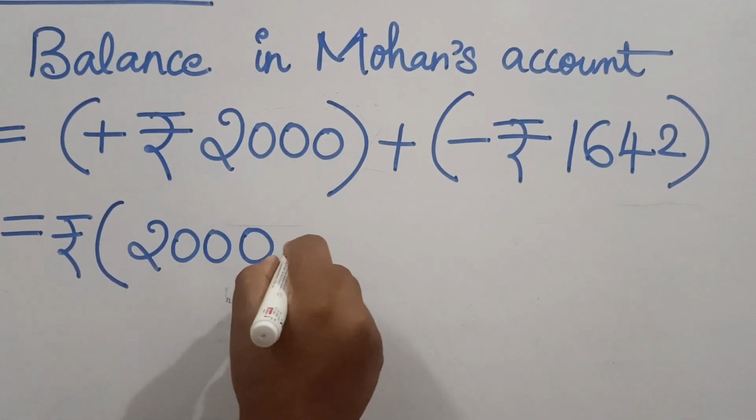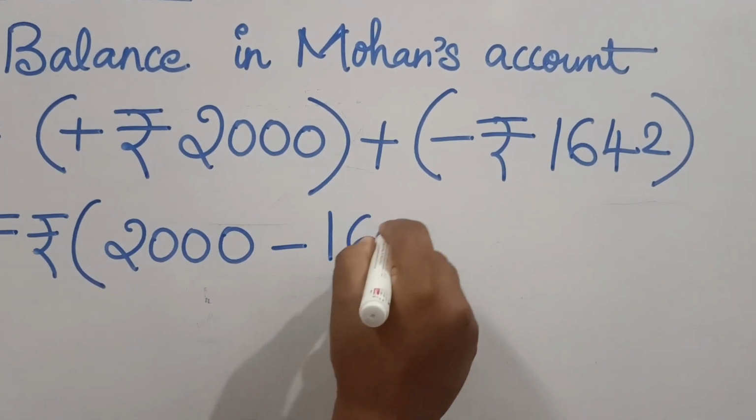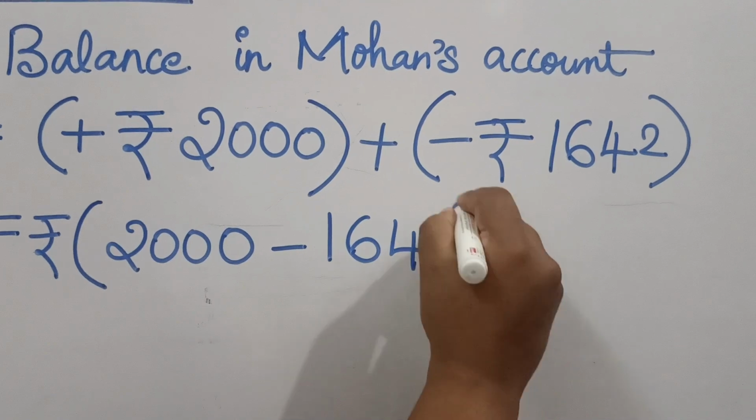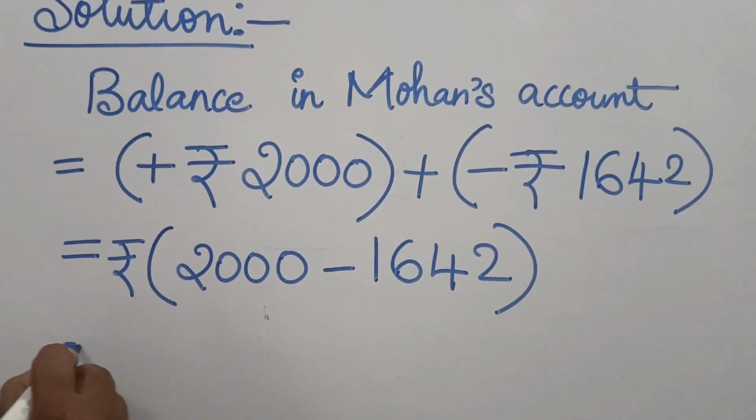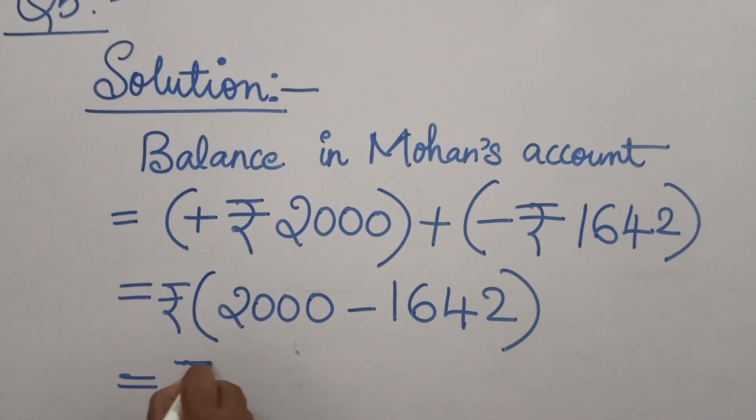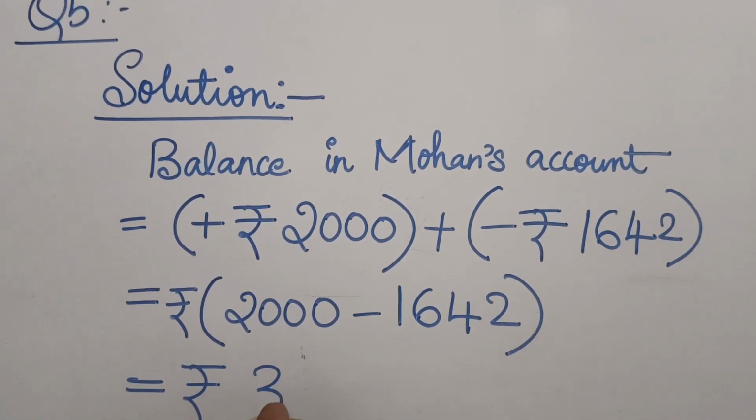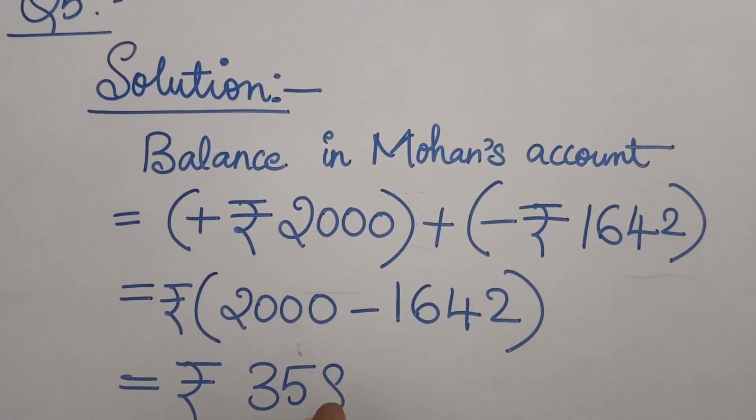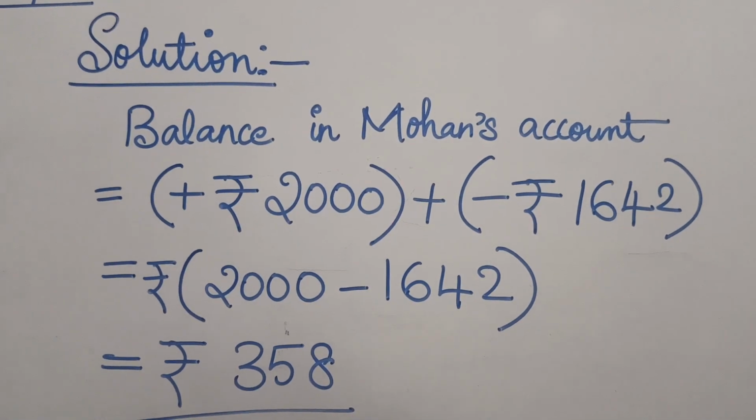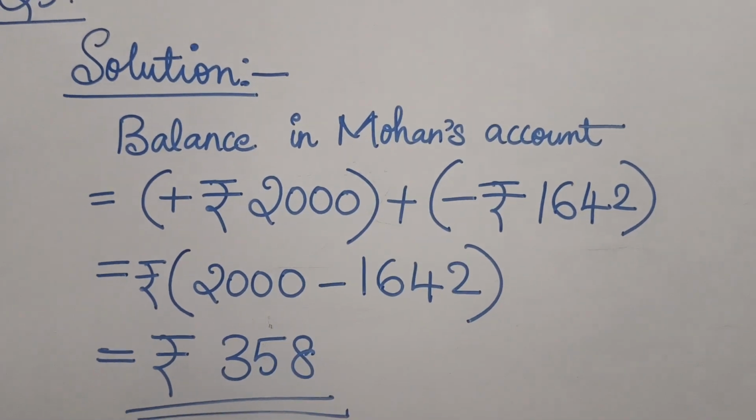So 2,000 minus 1,642. So when we minus this, what is the balance that we get? Rupees 358 is the balance that you find in Mohan's account.